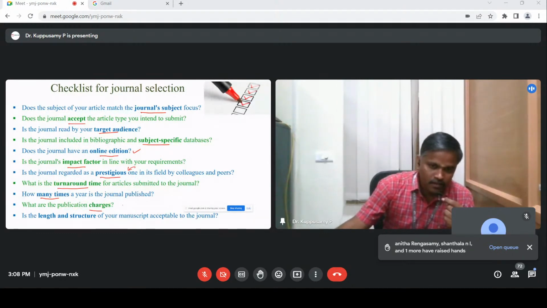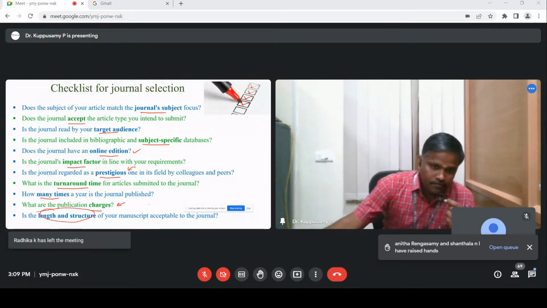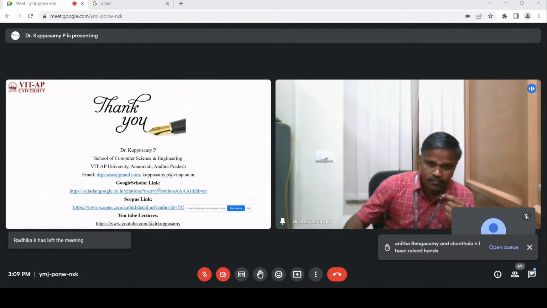If it is a subscription journal, then the people who refer to your paper have to pay. If it is an open access journal, the people who refer to it need not pay. So that is also to be checked. And finally, length and structure. Based upon that, you can select the journal for research.